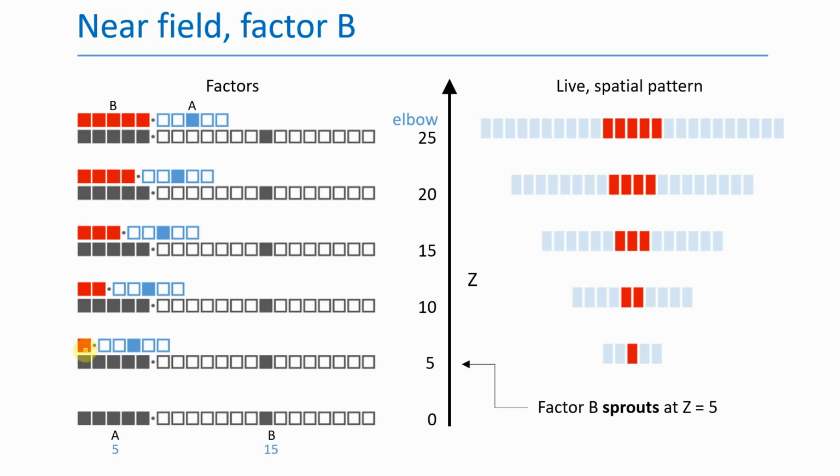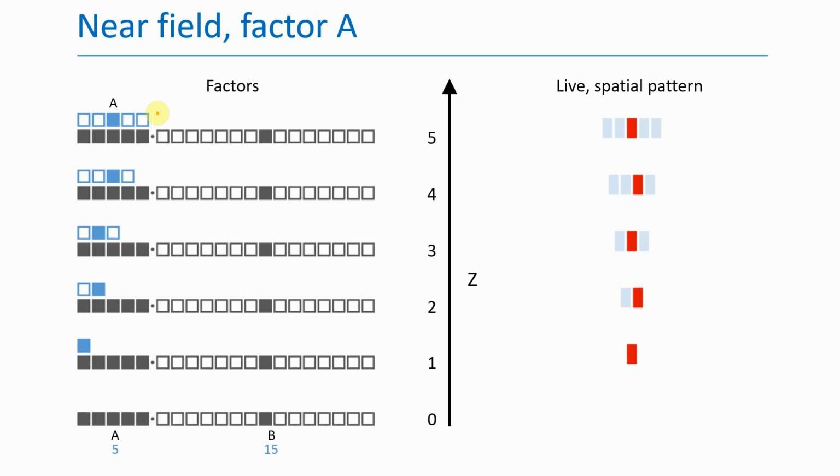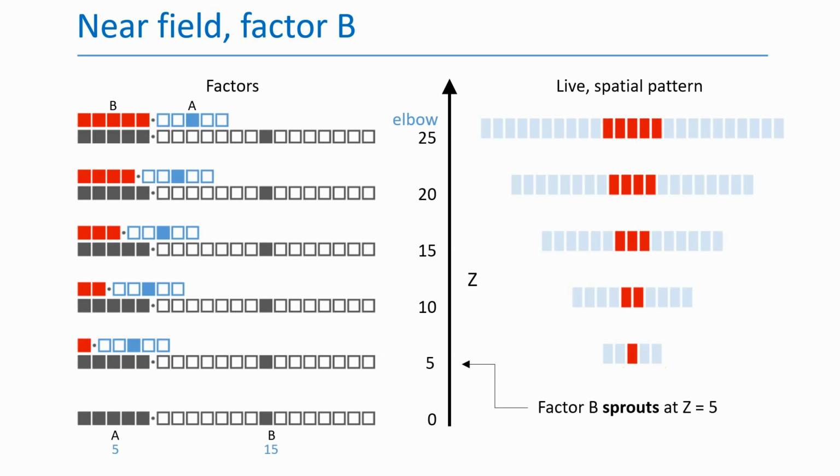It's almost as if it weren't even there and only factor A even existed. That's why the previous slide didn't even draw factor B at z equals 5, even though it was the exact same plane and the exact same pattern. Whenever one factor reaches its full size, the next factor sprouts. Also, the distance at which one factor reaches its full size, 5 in this case, is also the distance for each additional step of the next factor.